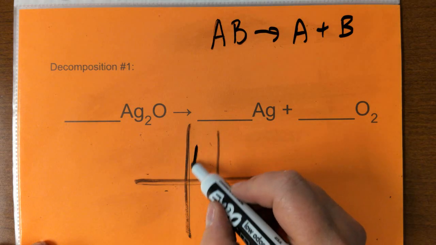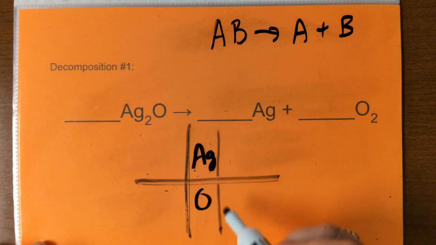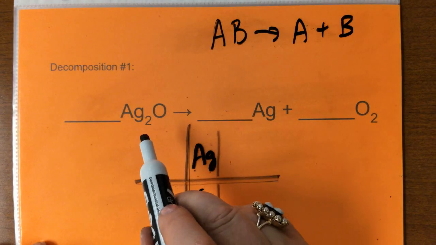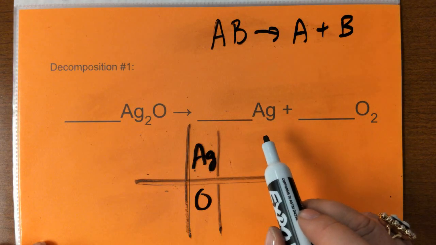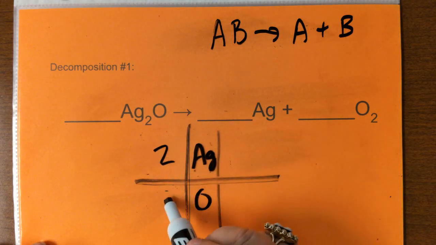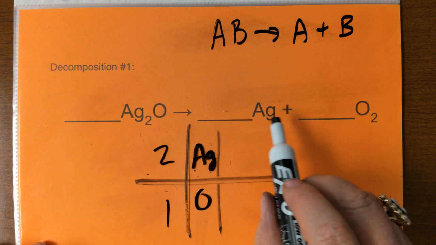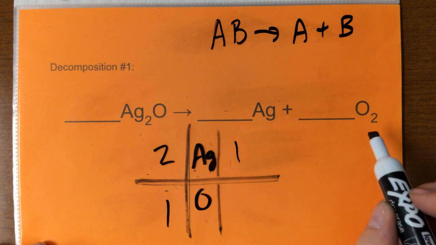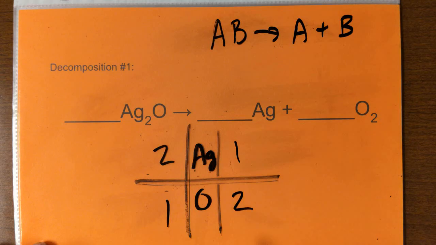I like to keep track. I put my elements that appear on both sides in the center and keep track of my reactants on one side, my products on the other. So that too just applies to silver. I have 2 silver and 1 oxygen. I don't have any subscripts after silver, so that means I only have 1, and I have 2 oxygen.